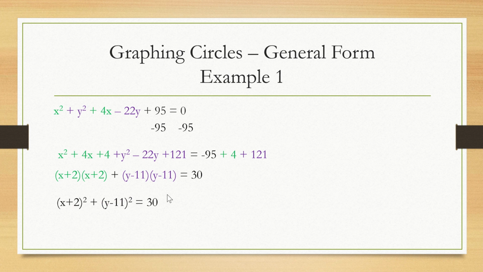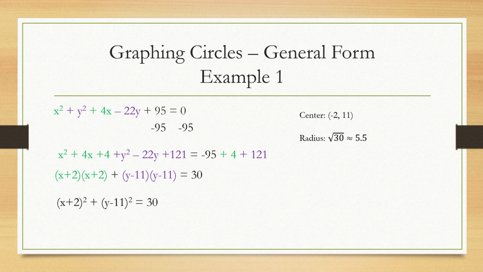So we've actually transformed this original equation into standard form. Now that it's in standard form, we'll be able to graph it just like this. The center is going to be at negative 2, 11. That's the opposite of 2 and the opposite of negative 11. The radius is the square root of this number, which is the square root of 30. Plug that into your calculator, you'll get about 5.5.